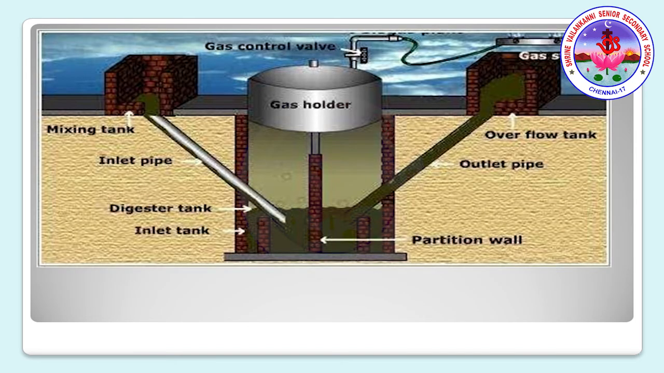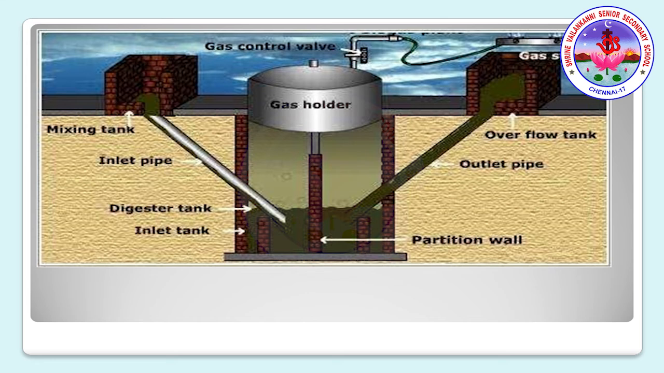Now we are going to discuss microbes in the production of biogas. Microbes will be used in the production of biogas. So what is biogas? Biogas is a mixture of inflammable gases, methane, CO2, etc., which is produced by microbial activity and can be used as a fuel.